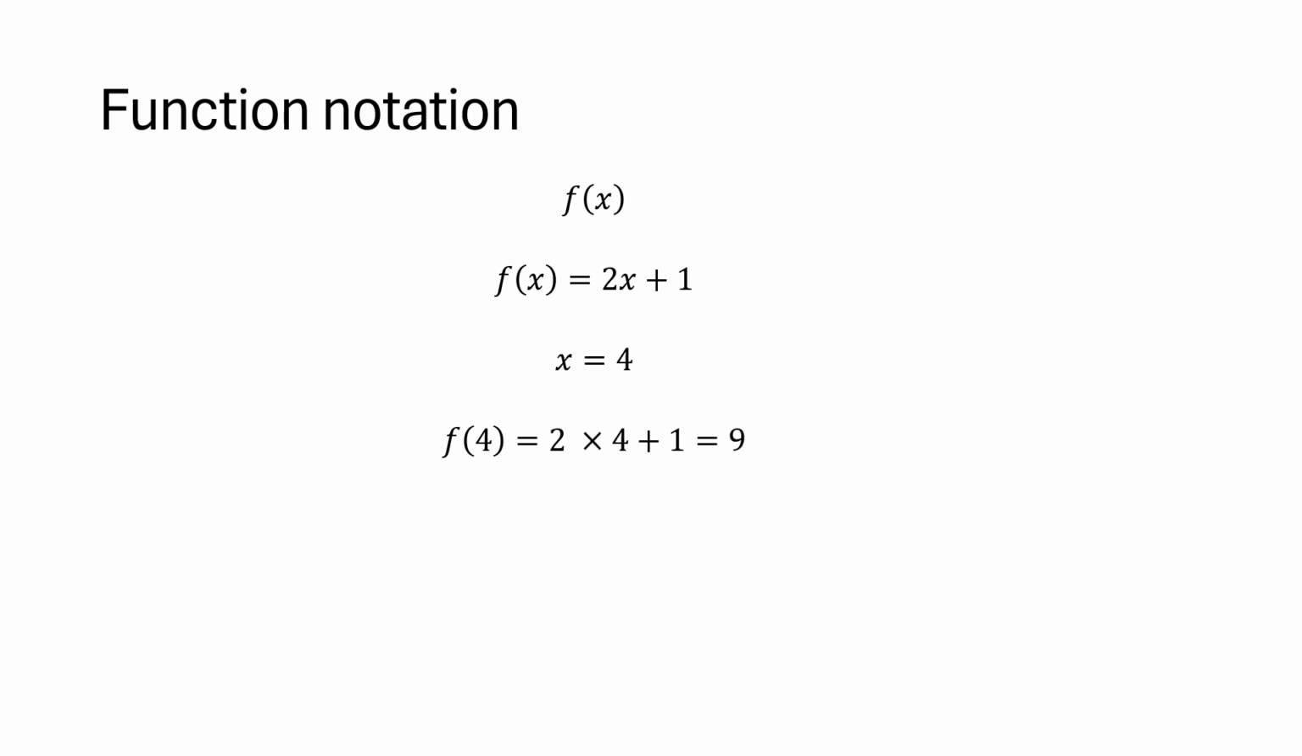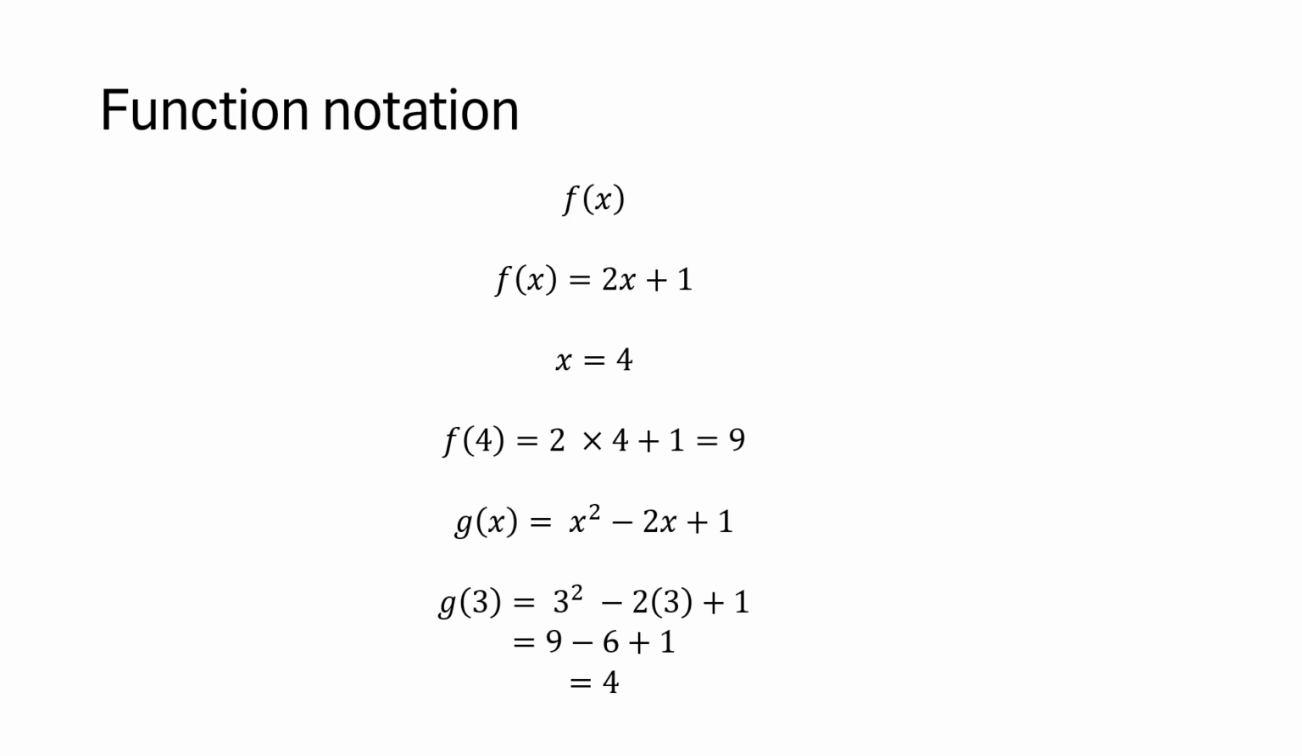If g of x equals x squared minus 2x plus 1, find g of 3. g of 3 equals 3 squared minus 2 times 3 plus 1 is equal to 9 minus 6 plus 1 is equal to 4. Composite and inverse functions.